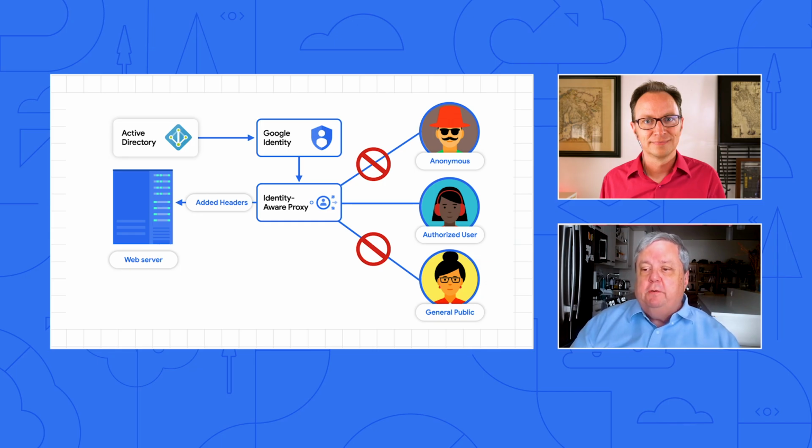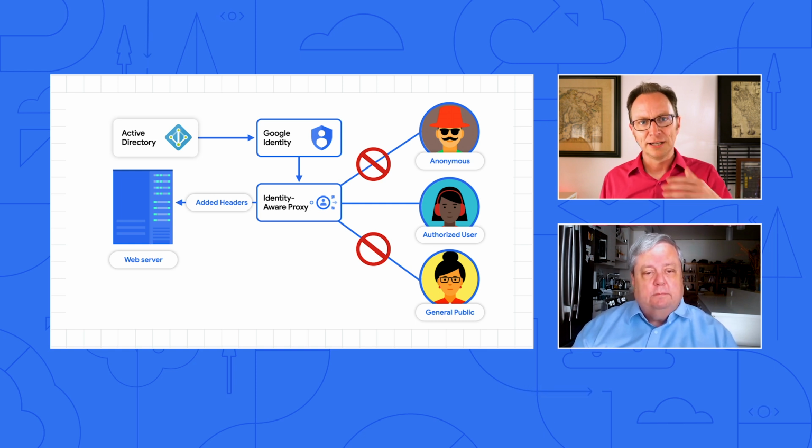So now if the web server does want to know who that user is, it can just check a header, which is hard to beat for ease in any kind of web server framework. And so it can find the email address, it can find a persistent ID. There's a lot of information that's available in those headers.